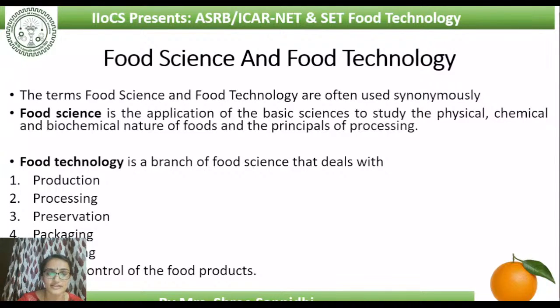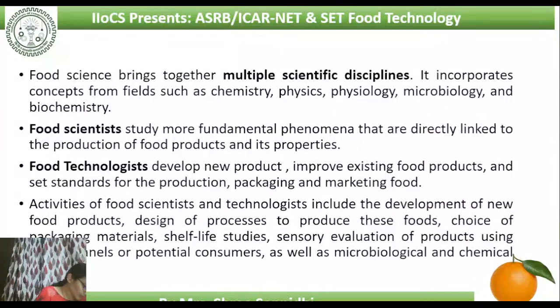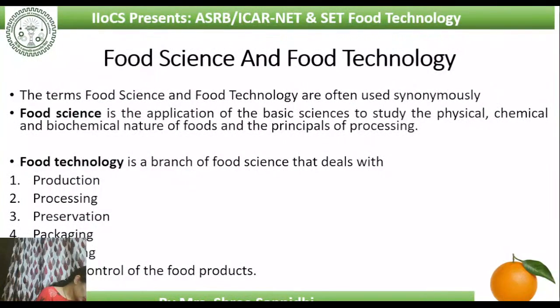So food science is the application of the basic sciences to study the physical, chemical and biochemical nature of foods and the principles of processing. Students, understand properly, we study the basic science. So what do we study here? We study the basic science that is behind the properties of the food.